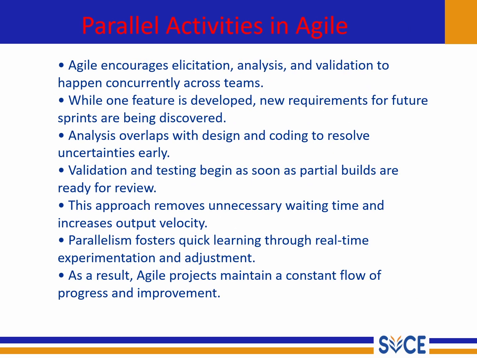And the next one is parallel activities in Agile. Agile encourages elicitation, analysis, and validation to happen concurrently across the teams. While one feature is developed, new requirements for future sprints are being discovered. Analysis overlaps with design and coding to resolve uncertainties early. Validation and testing begin as soon as partial builds are ready for review.